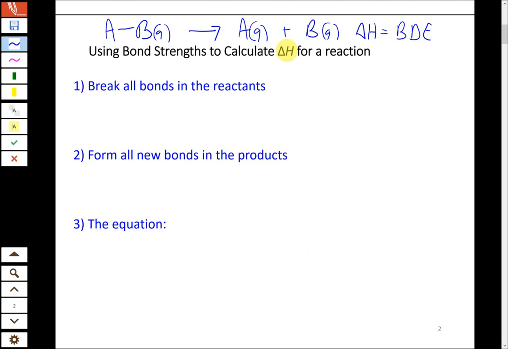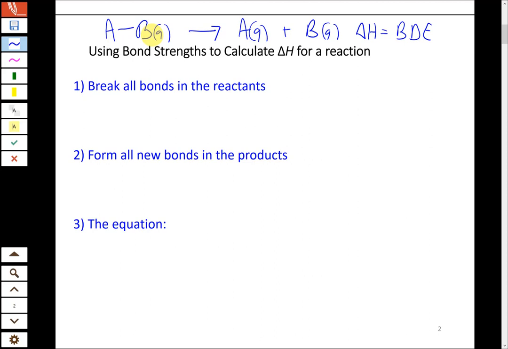The only difference here, and the part that gets a little bit confusing at times, is that it's not going to be products minus reactants, it's going to be reactants minus products, because bond energy is defined as the energy it takes to break a bond. So we're breaking bonds on the reactant side, forming them on the product side, and so we need to do it in the opposite order. And let's talk a little bit about that process then.